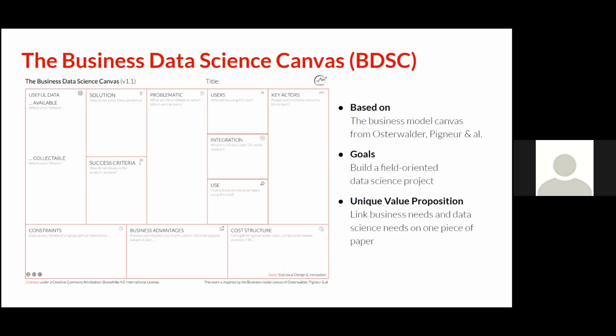So I've been talking about it for a few moments. Now you can see it. And many of you may recognize it obviously as an interpretation of the business model canvas from Osterwalder and Pigneur. Obviously, if you want to do something, base yourself on something great. And the goal here really is to create and build a field-oriented data science project. And we think that the unique value proposition that you will find if you use it is that it provides you a link between the business needs and the data science needs on one single piece of paper. We have been talking about this link during the whole conference.